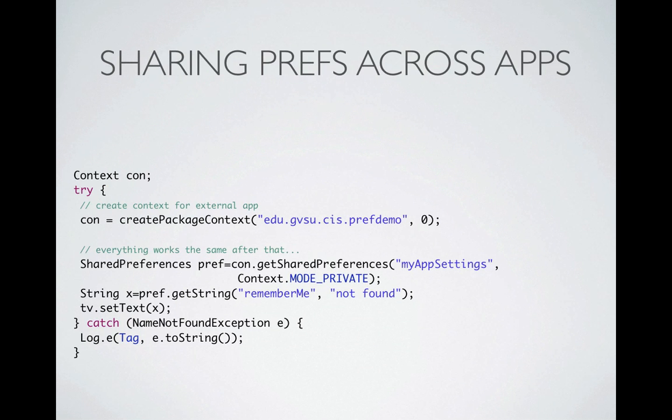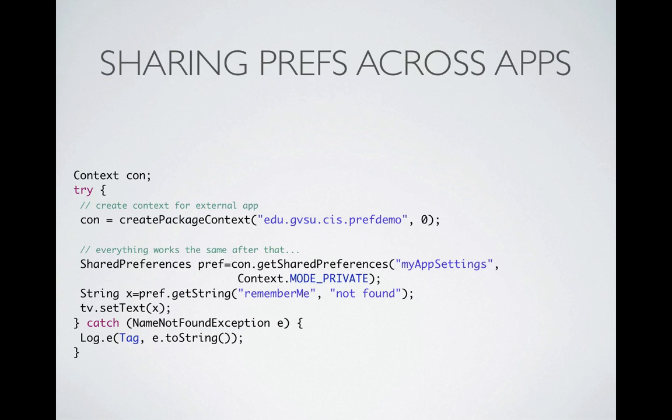So how do you share preferences across applications? Well, here's a code fragment that shows an activity opening up preferences that were created by another application. So what I need to do first is create a context for the external application. So I'm going to call create package context, and I'm going to pass in the package name of that application. So it's the package that appeared in the manifest for the particular app that generated these preferences.